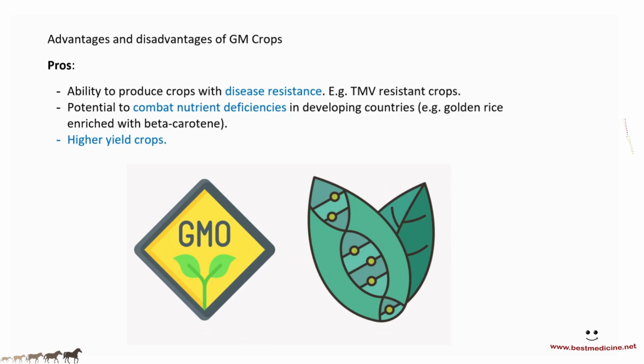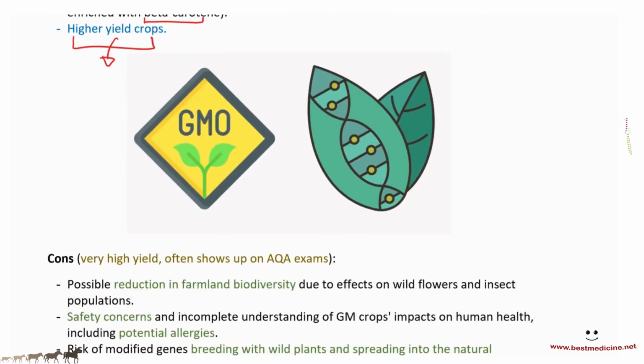Some of the advantages include disease resistance, right? For example, you could have tobacco mosaic virus resistant crops. You can also have combating nutrient deficiencies, and we just looked at a good example of this. For example, golden rice that is enriched with beta-carotene, vitamin A precursor, and higher yield crops, of course, giving you better efficiency, better yield, better productivity. So these are some of the advantages. What are the disadvantages? And this is a popular question, almost shows up every exam.